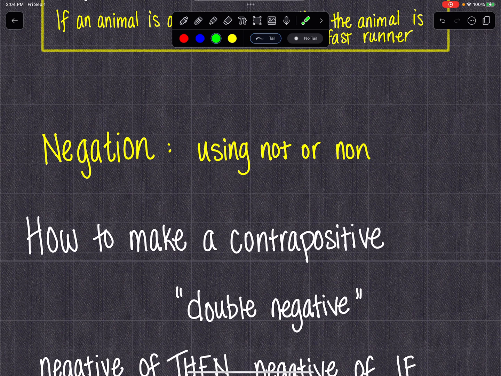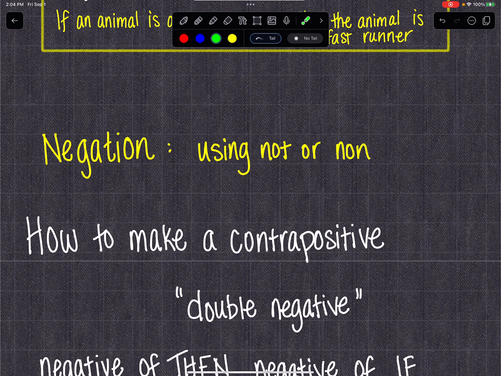If an animal is a rabbit, the way you would negate that is you could say a couple things. You could say if an animal is not a rabbit, or you could say if an animal is a non-rabbit. So those are the two ways that you can change it. Okay.